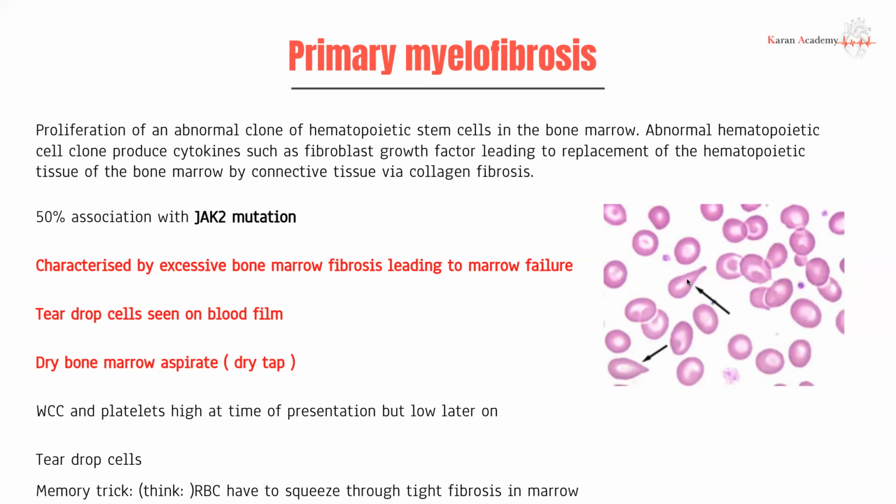And the memory trick I have for that is, if you just think about a highly fibrosed bone marrow, and if you think of RBCs trying to squeeze through the tight fibrotic tissue, that's going to lead to this teardrop appearance. And you would have a dry bone marrow aspirate, because you now have no bone marrow, you just have extensive fibrosis. You would also have high levels of white cells and platelets at the time of presentation, but this will eventually drop as the tissue starts undergoing fibrosis.